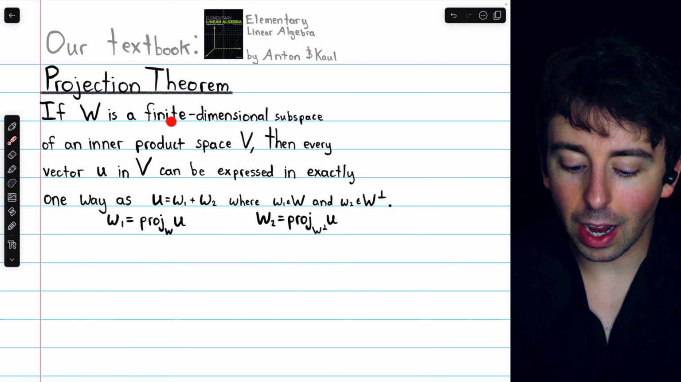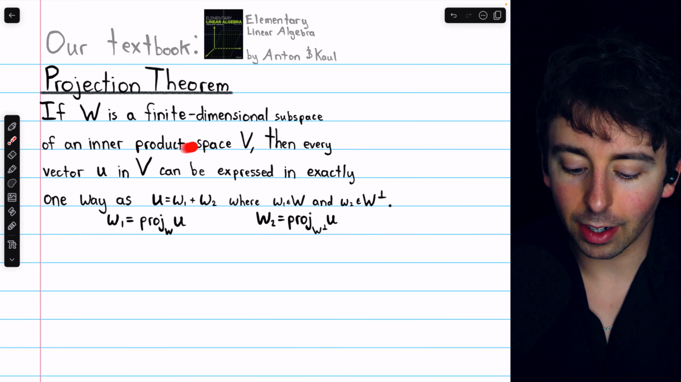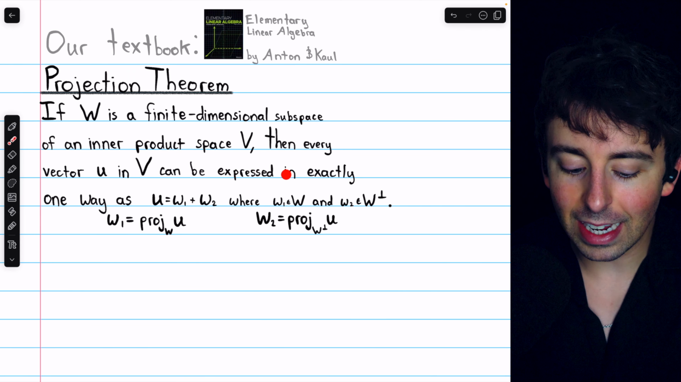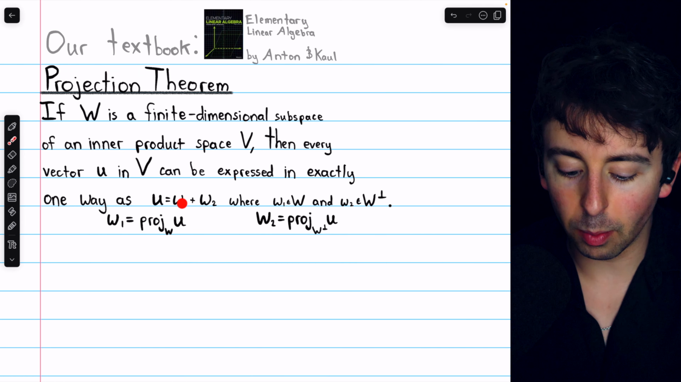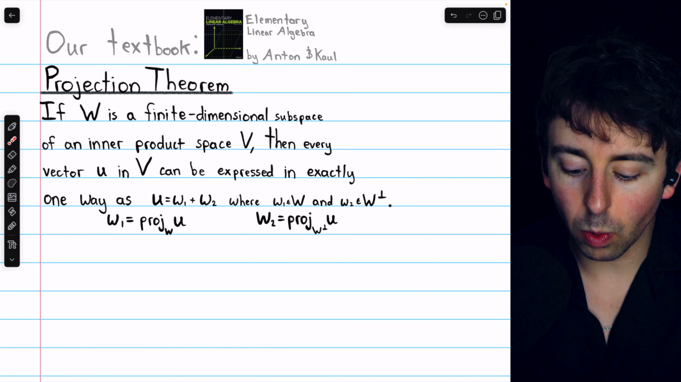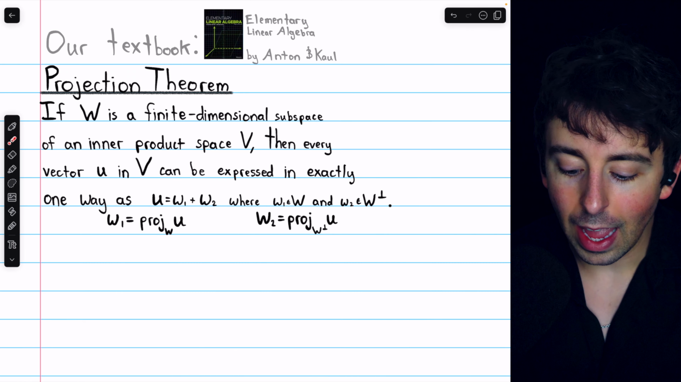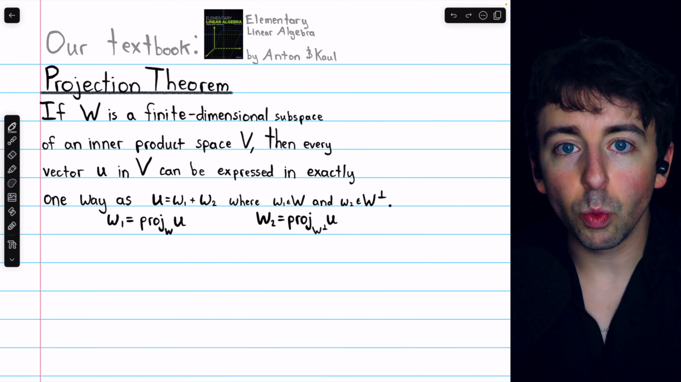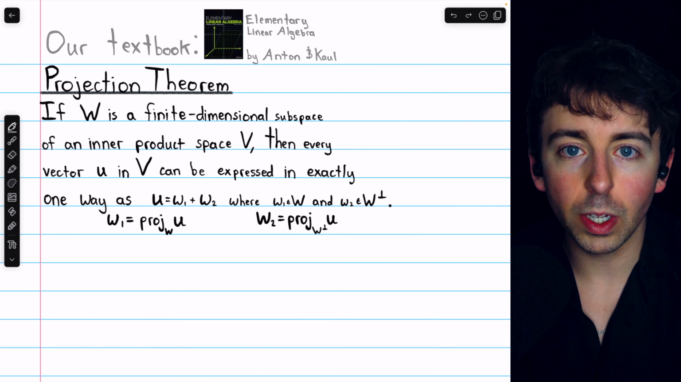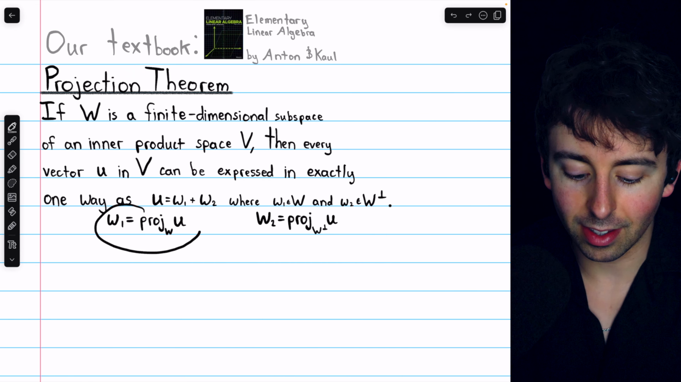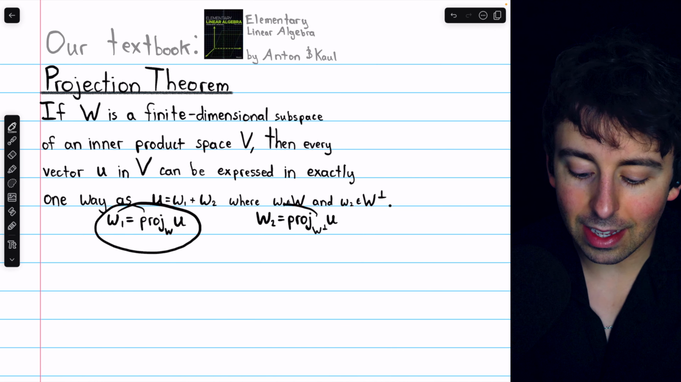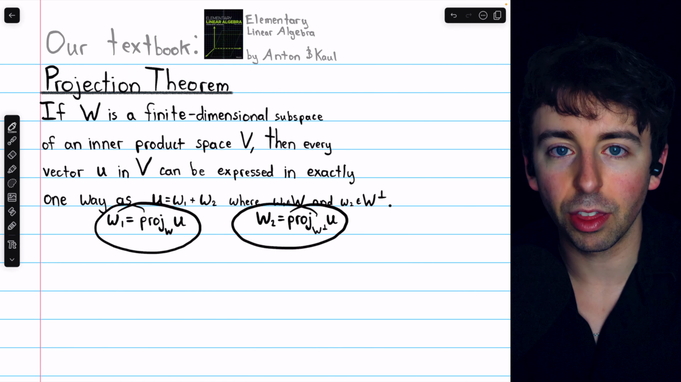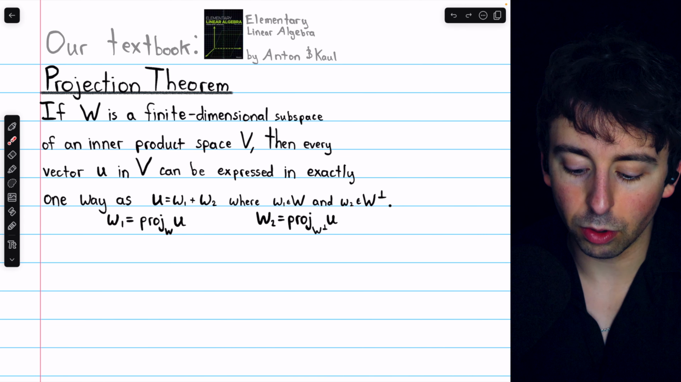If W is a finite dimensional subspace of an inner product space V, then every vector u in V can be expressed in exactly one way as w1 plus w2, where w1 is from the subspace W, and w2 is from the orthogonal complement of W. Thus, in essence, we split the vector u from the inner product space into two components. Its component that's in the subspace W, and its component that is orthogonal to the subspace W, as in it's in the orthogonal complement. This is the notation we use, which should be familiar.